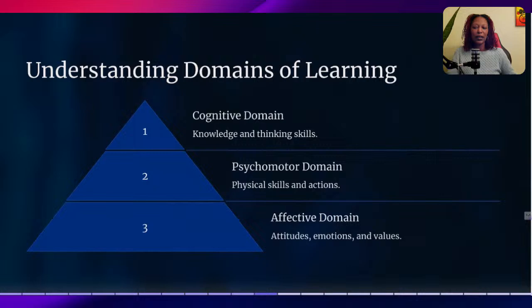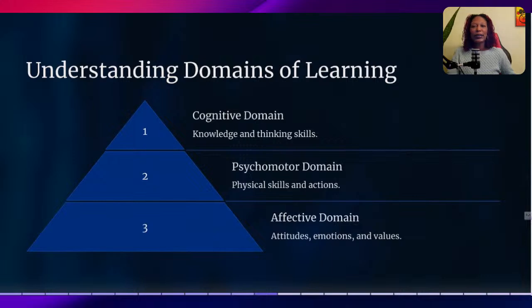So, the first domain that I have listed on here is cognitive or the thinking domain. This is about knowledge, understanding, and intellectual skills. So, if you're teaching facts, concepts, problem solving, you're really working in the cognitive domain. So, for example, a cognitive domain would be explaining marketing strategies. They're not actually applying it, but giving them a high level understanding of what it is.